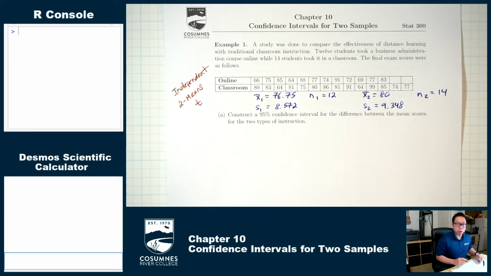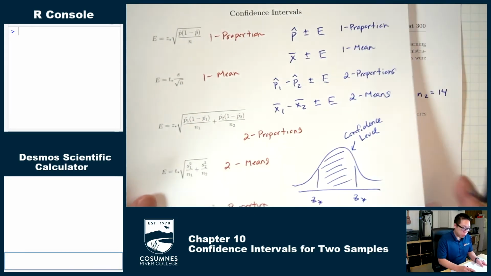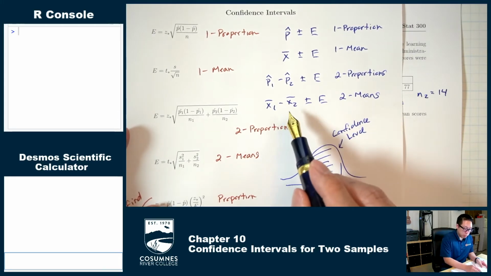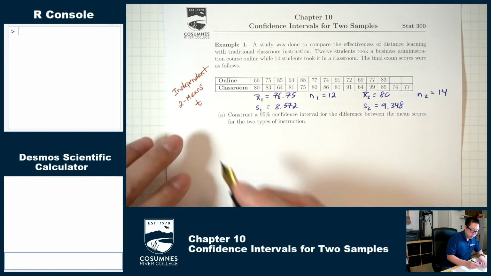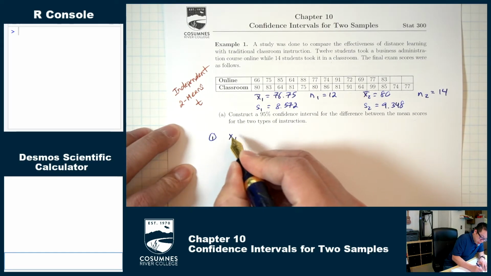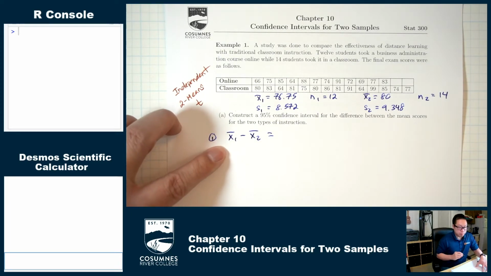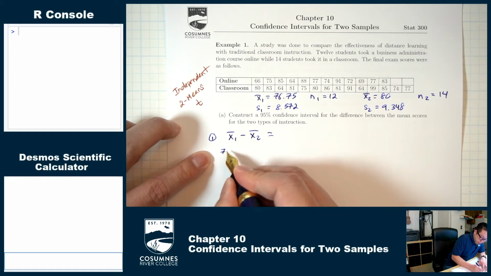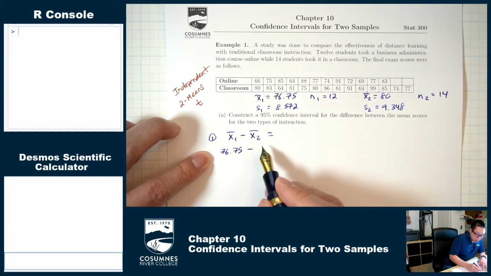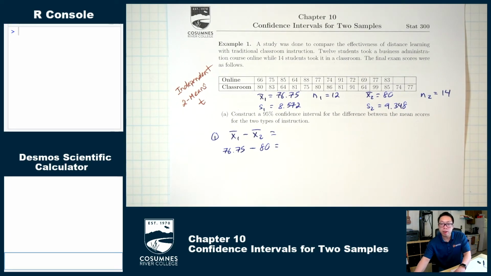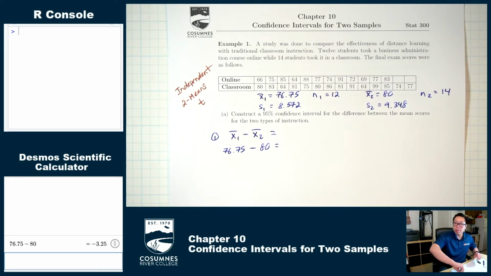And now we're ready to construct our confidence interval. This is a two means situation, so our final product should look something like x1 bar minus x2 bar plus or minus the margin of error. So the first thing I need to compute is x1 bar minus x2 bar. x1 bar is the 76.75. x2 bar is 80. And then 76.75 minus 80 is negative 3.25.